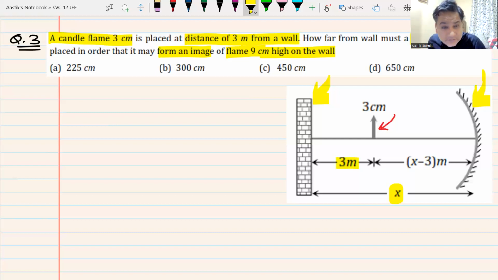But the problem is the focal length of the mirror is not given. Focal length of the mirror is not given, sir. What will I do? The 1 by u plus 1 by v formula is gone. What will I do? Yes, sir. That is why you got trapped. Yes or no?